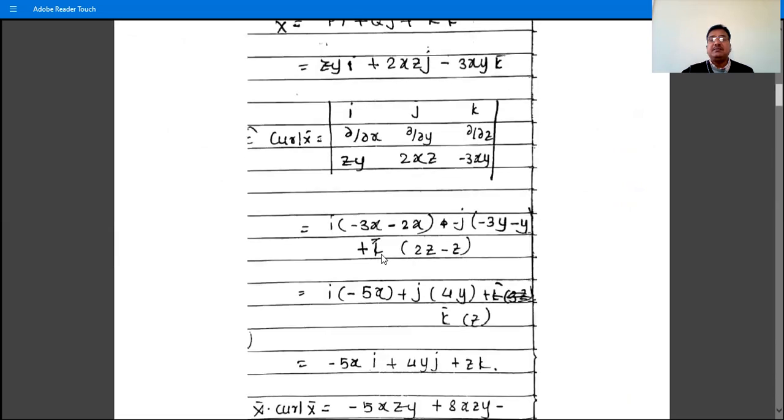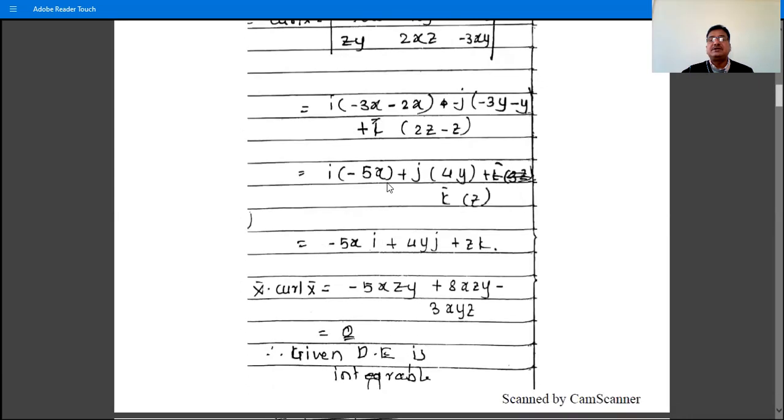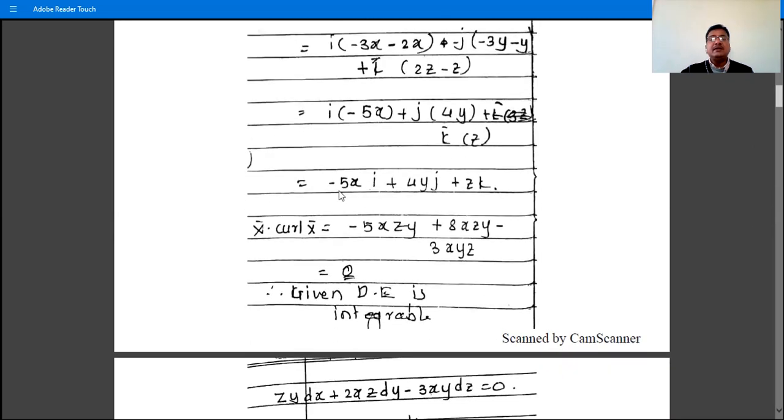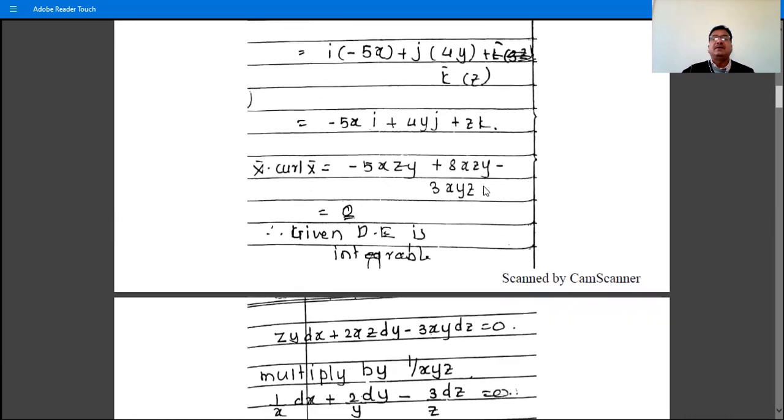And plus k ∂/∂x of this quantity is 2z, and ∂/∂y of this quantity is z. Minus z. And then we have the answer: minus 5x minus, this is 4y, take the negative sign in the bracket. The effect of the negative sign: minus 4y becomes plus 4y. So minus 5x i plus 4y j and plus z k. And then what is x̄ dot curl x̄?